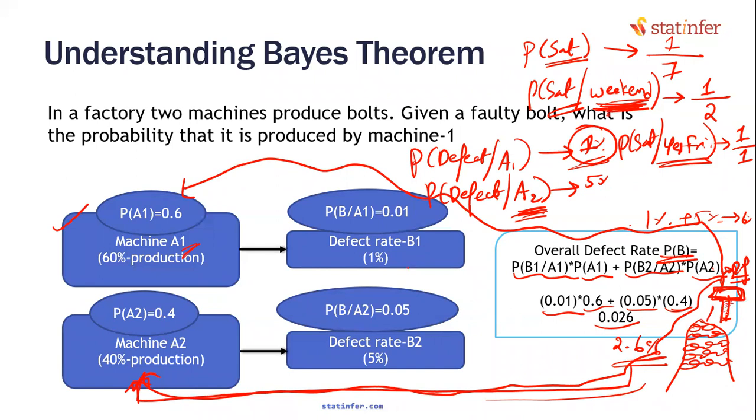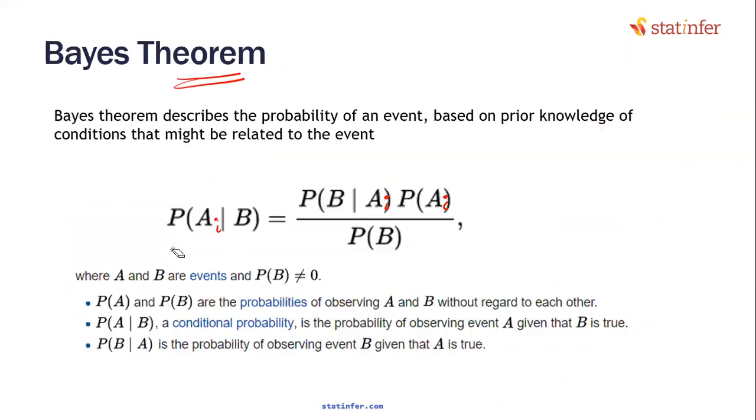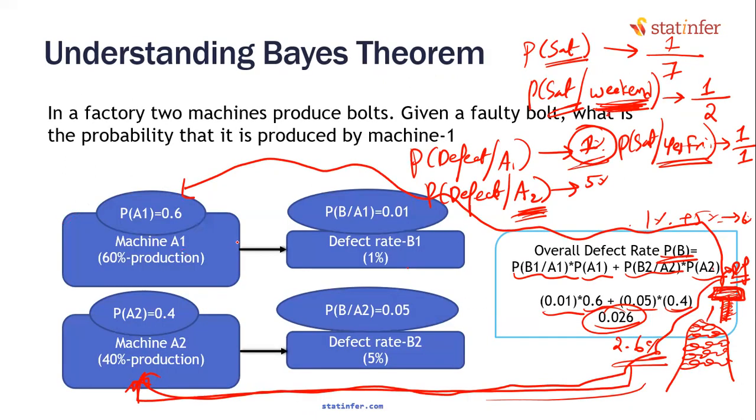Given defective, don't tell me what is the probability of defective. I'm already telling you this is defective. Given defective, tell me where it is coming from. Is it coming from A1 or is it coming from A2? That will be given by Bayes theorem using the formula that we have seen here, which is very easy. Let us see how to derive that formula.